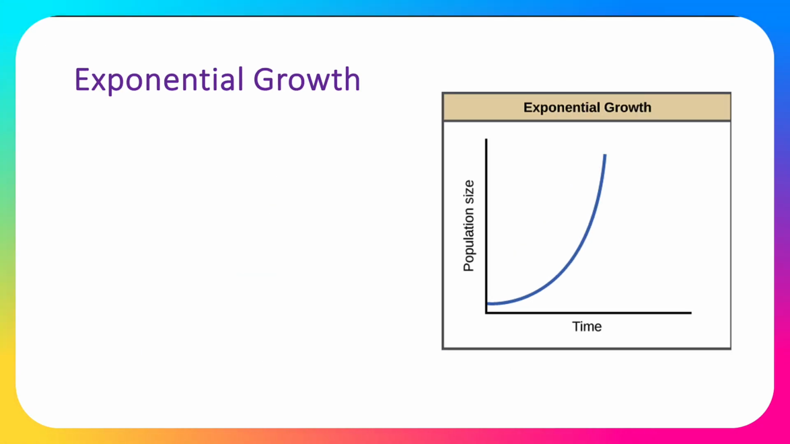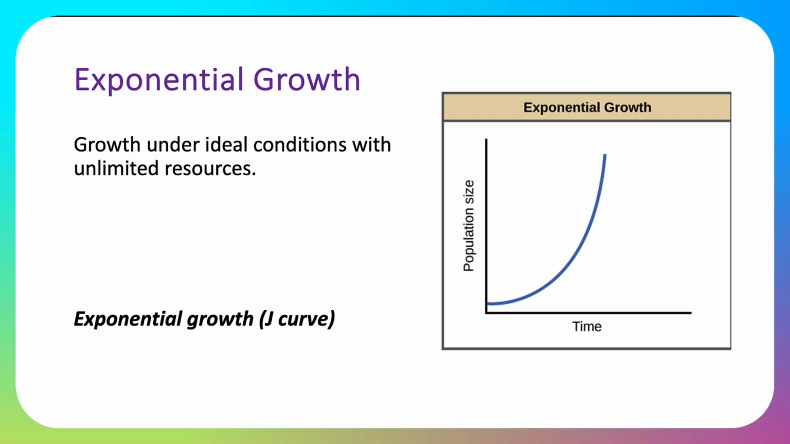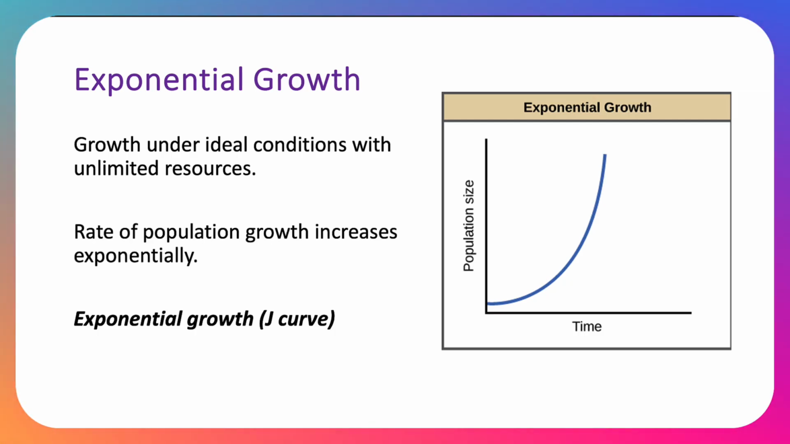So with the exponential growth, this is where we have growth under ideal conditions when we've got unlimited resources. So there's no competition and the population can just rapidly increase. We often see this type of growth with our R strategists. So I've got another video on the reproductive strategists, R strategists and K strategists. Have a look at that. So we see a rate of population growth that increases exponentially.